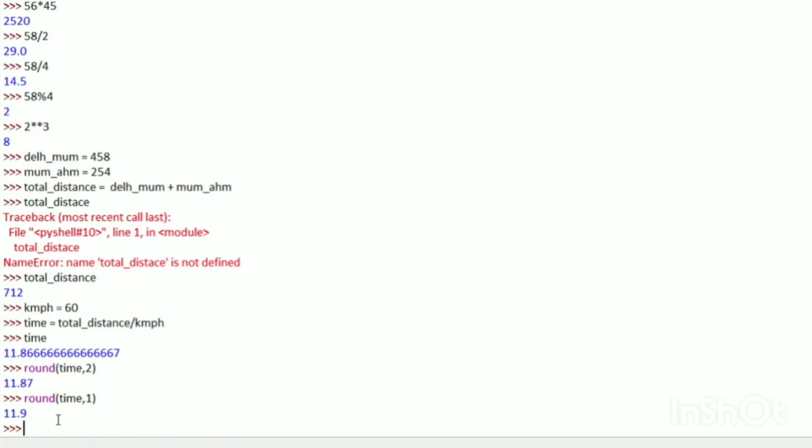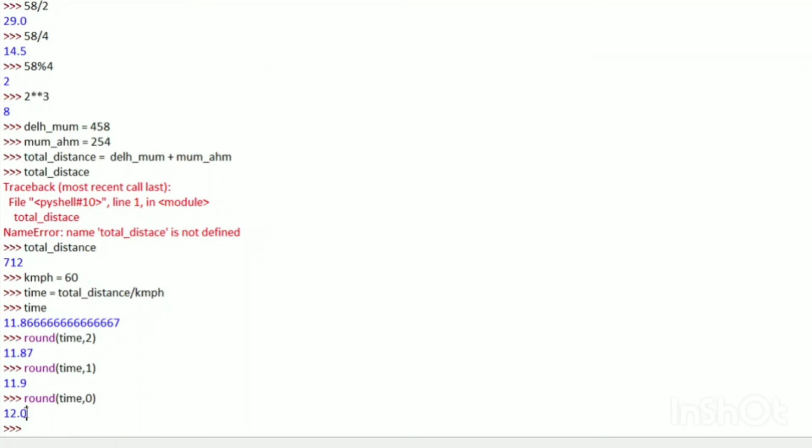Now think, if you put time comma 0, what will you get? You will get 11.0 or you will get 12.0. Let's do it and find out. Time comma 0. Obviously you will get 12.0, because it rounded off this 9 and added 1 to the 1 in the ones place of 11. So it gave me the answer as 12.0.